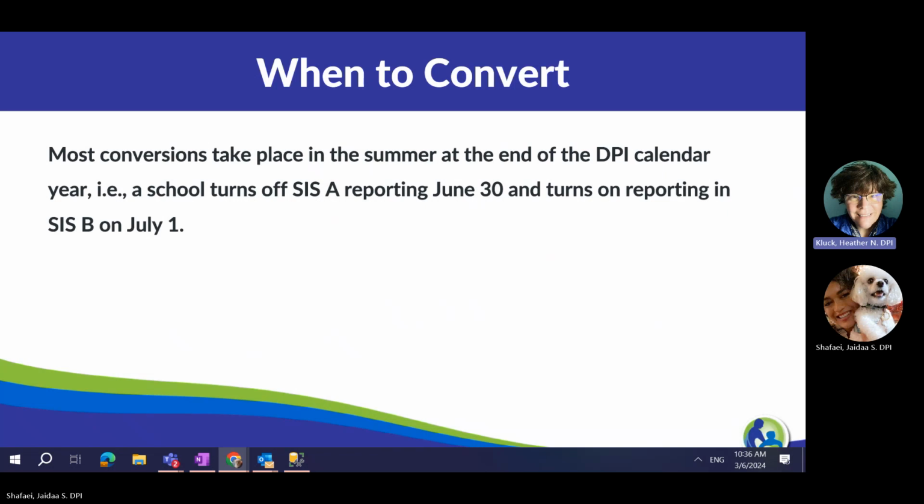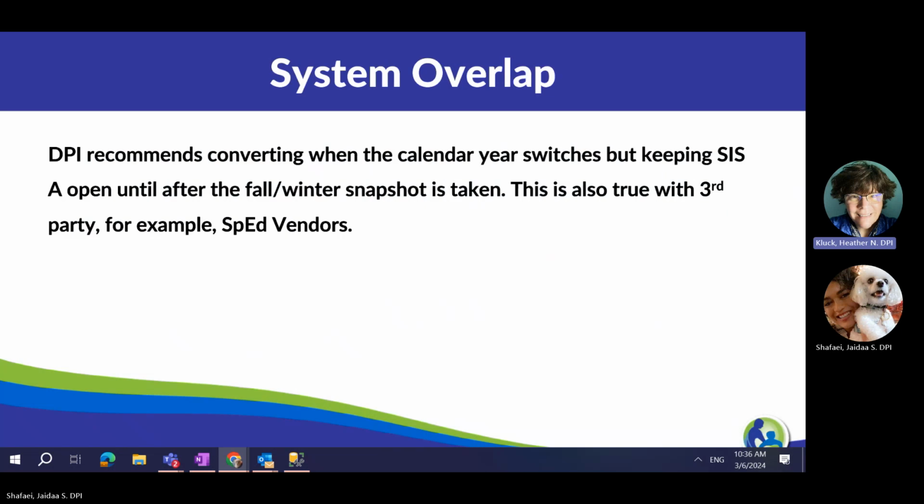So system overlap, again, we're talking about converting and switching during the calendar years. And if possible, we really like it if you're able to keep your first vendor open until after snapshot, because you're still updating and modifying data for the snapshot all through September, October, November, and hopefully not anything before December or after December 4th, or even earlier than that, hopefully.